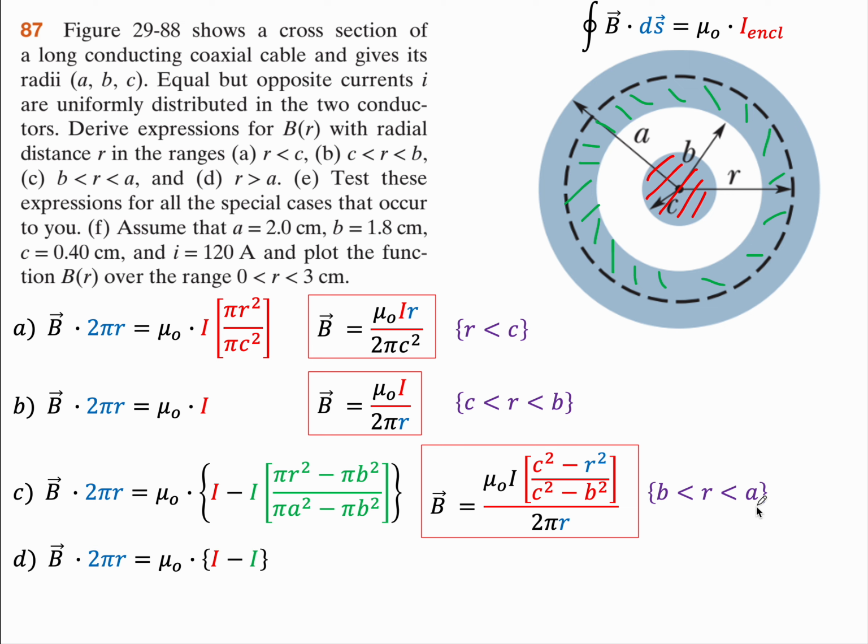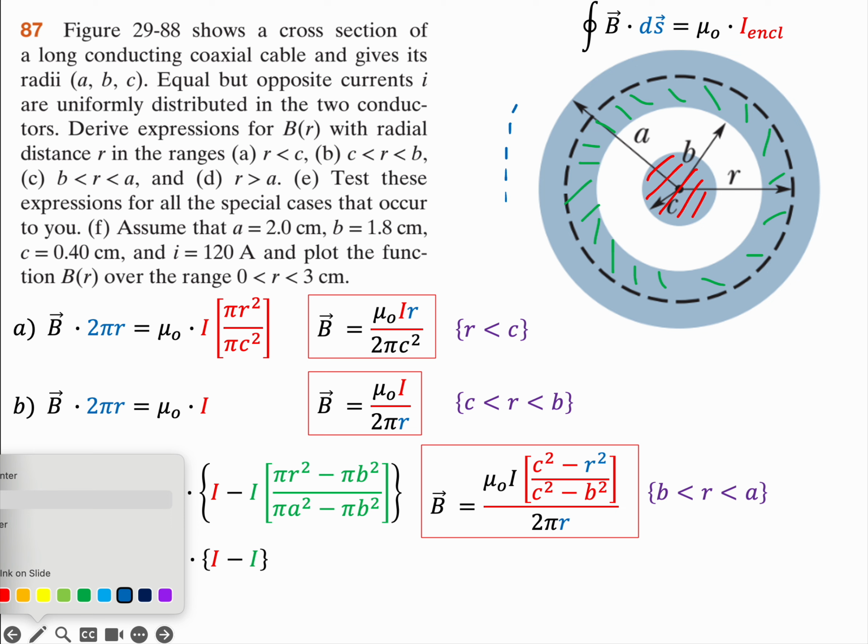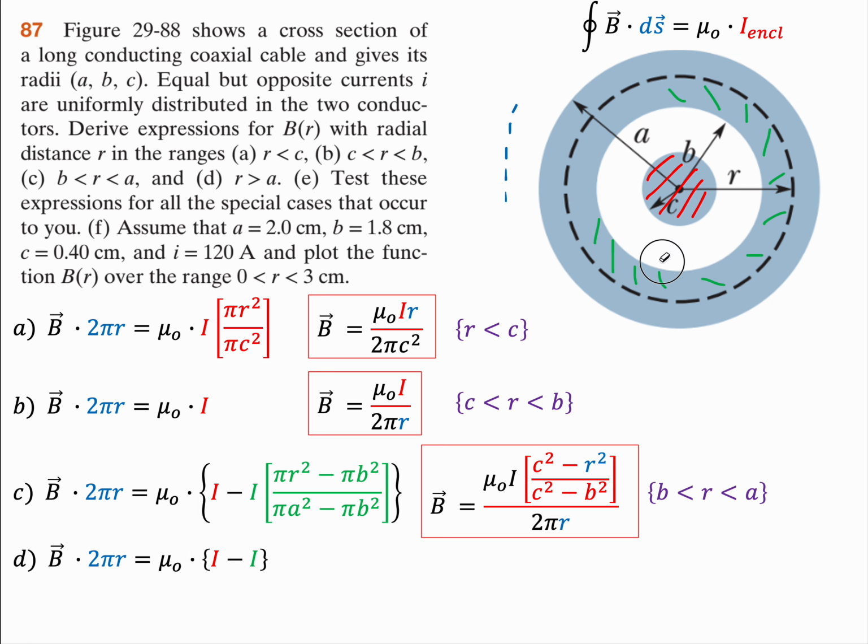Finally, what if you go on the outside? Well, if you go on the outside, you're going to include all of the current going one direction plus all of the equal current going in the opposite direction. What's going to happen in this case? Well, the total current now is going to be 0 because you have both of these going on. So just I minus I. What's the magnetic field? It's going to be 0 once you get on the outside of this thing.